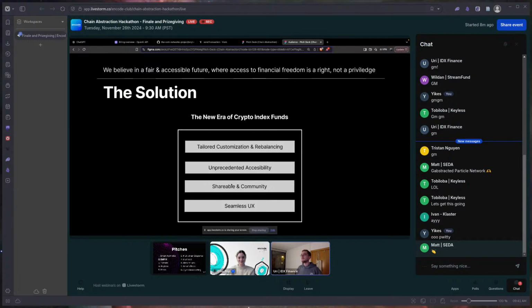So what we're bringing is the new era of crypto index funds. We're providing index funds that are totally customized by the user, completely adapted to their needs and their strategy, and we want to make it community focused. Our main value proposition will be to have an unprecedented accessibility when it comes to financial and technical knowledge, as well as the user experience.